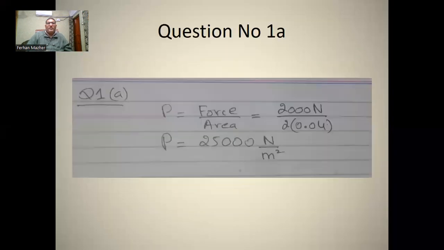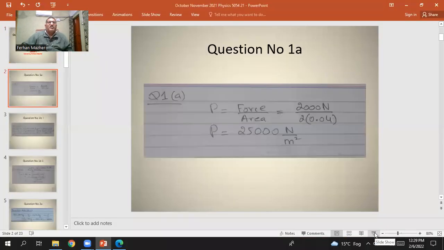Okay, so here we go. The pressure will be equal to force divided by area. So that will be 2000 Newton divided by 2 times 0.04, which is the contact area. When you enter these values in your calculator, you get 25,000 Newton per meter square. Hopefully you understand. So let's go to the next part.